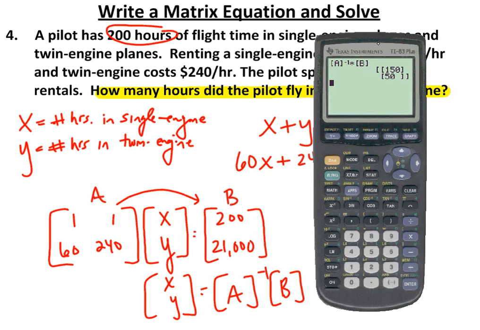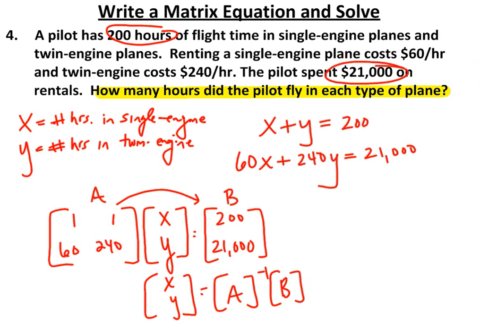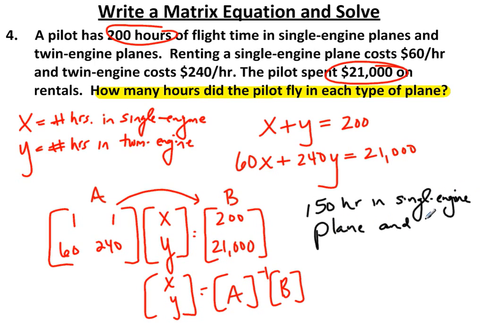So let's think about what that means. 150 was my x, so that means I had 150 hours in the single engine plane, and 50 was my y, so I have 50 hours in the twin engine plane. And that's how you want to write it, because it's a word problem, so you want to use words. So I spent 150 hours in the single engine plane and 50 hours in the twin engine plane. And that would be your final answer.